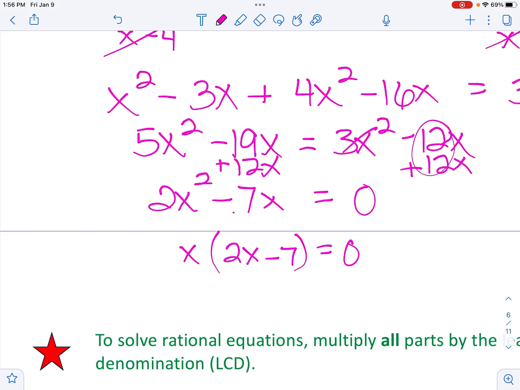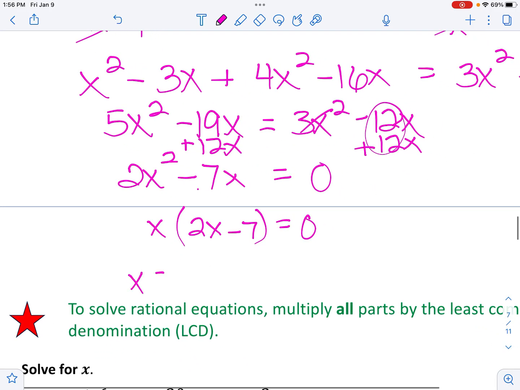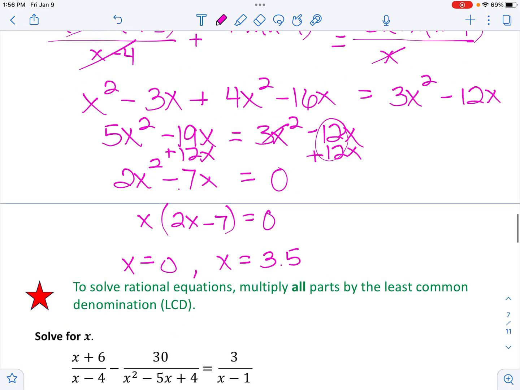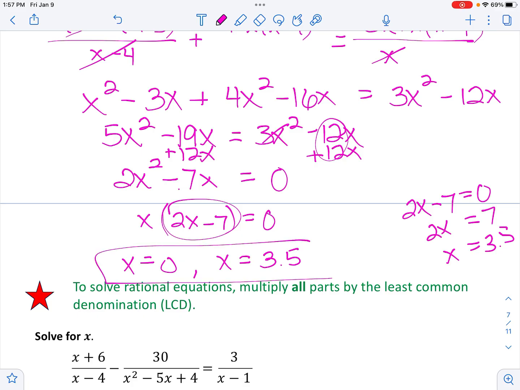Okay, so what values for x make this equal 0? Well, when x is 0, right here, right? And then the other one would be when x is 3.5. Where did that come from? If I take this part right here and set it equal to 0, solve that, add 7, divide by 2. Look at that. So these are my two answers.